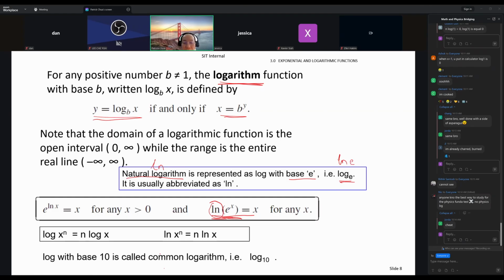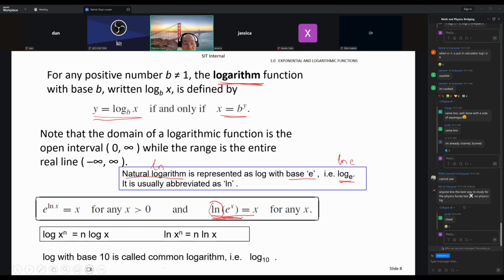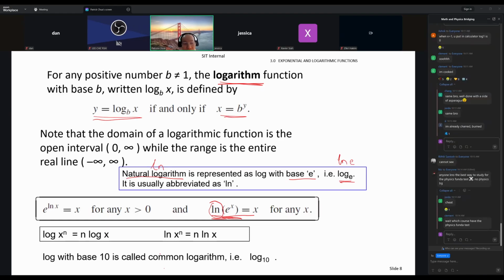So ln of e to the power of x is equal to x. Just like many other things in mathematics, there are rules. So ln of e to the power of x is equal to x for any x, and e to the power ln x is x.